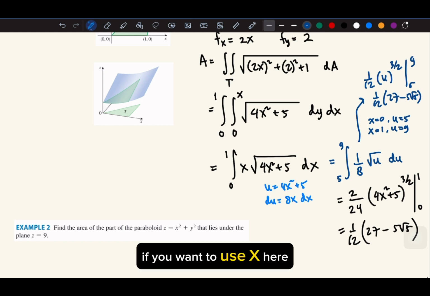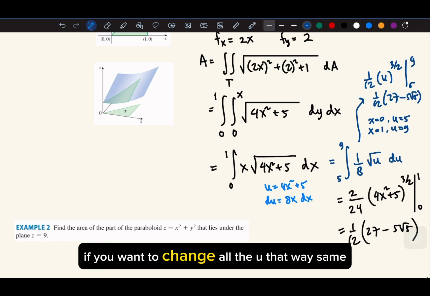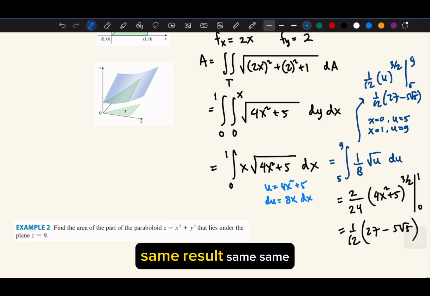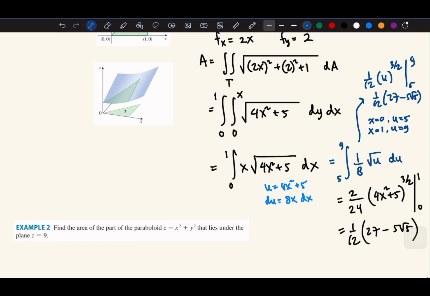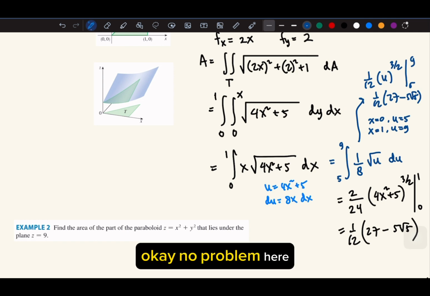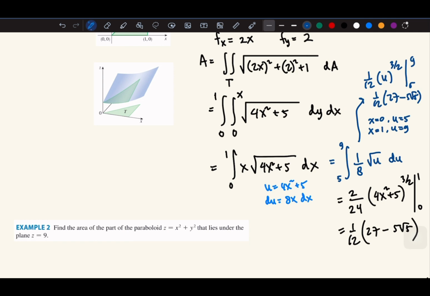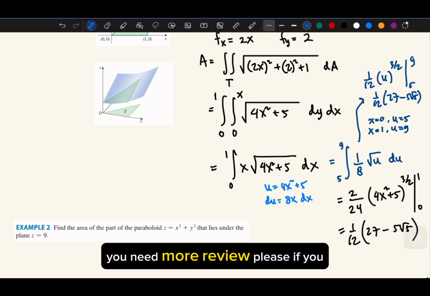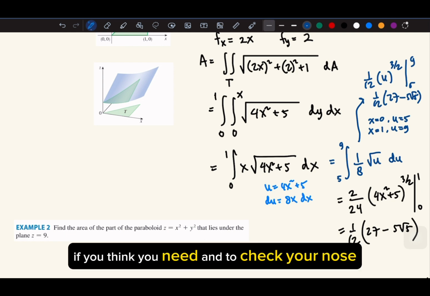So if you want to use x, it's here. If you want to change all to u that way, same result, same conclusion. Okay, I think no problem here, right? Substitution, okay. You need more review, please, if you think you need, and to check your notes.